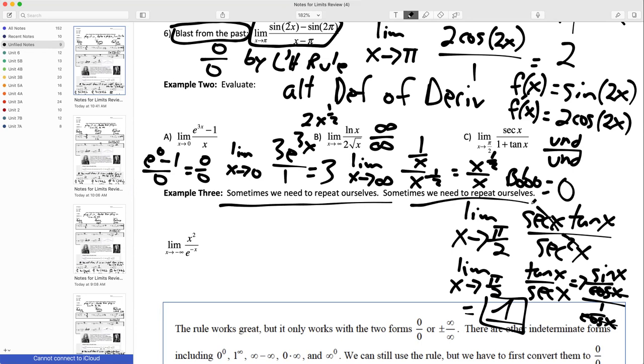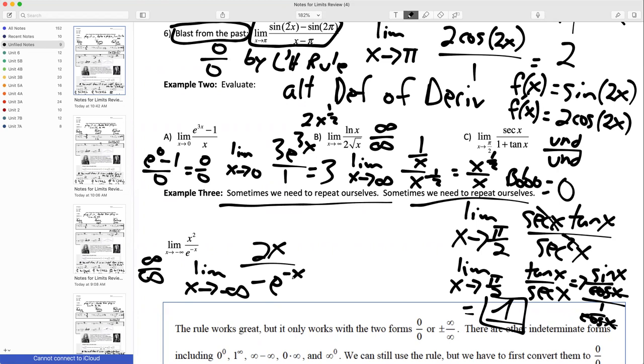So look, I have the limit as x goes to negative infinity. Again, you could work this without using L'Hopital's rule, but L'Hopital's rule might help you see it. If I plug in values, it's going to be infinity over infinity, an indeterminate form. So I'm going to use L'Hopital's rule. The derivative will give me 2x over negative e to the negative x.